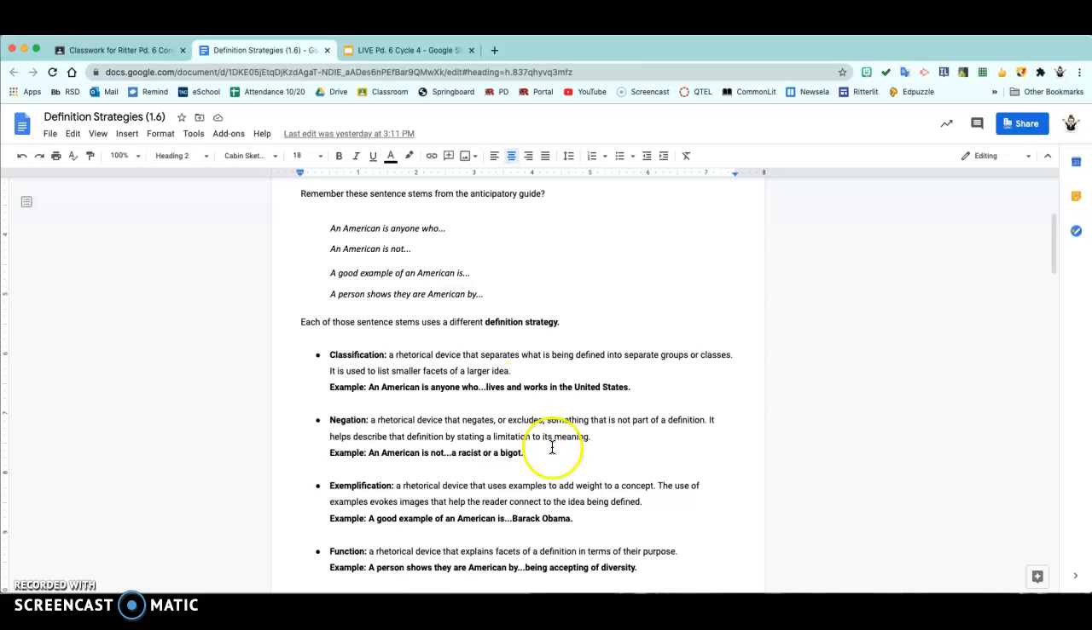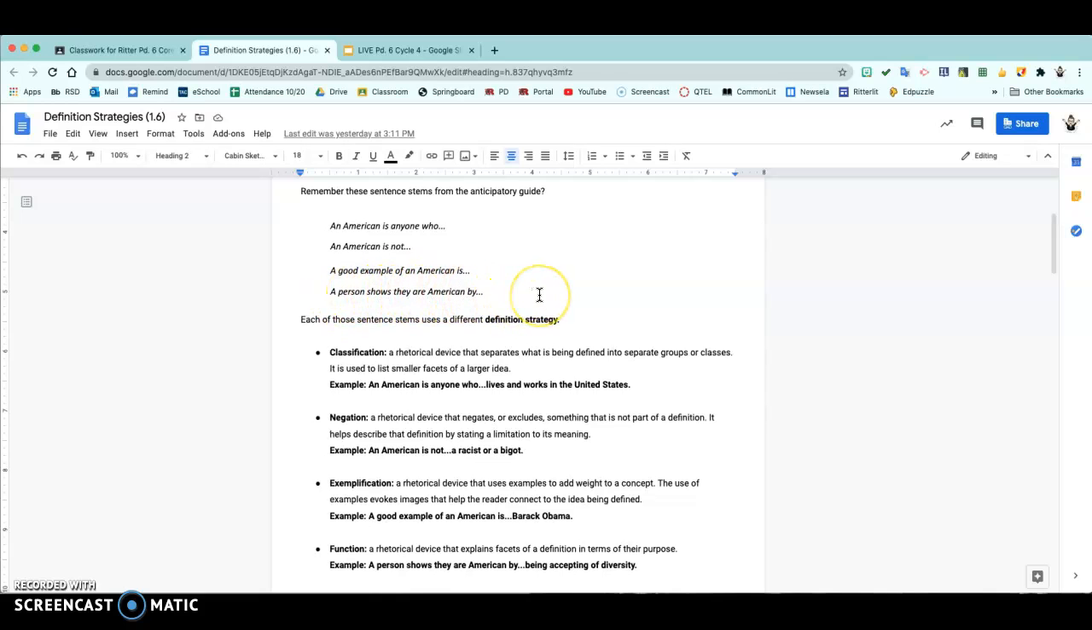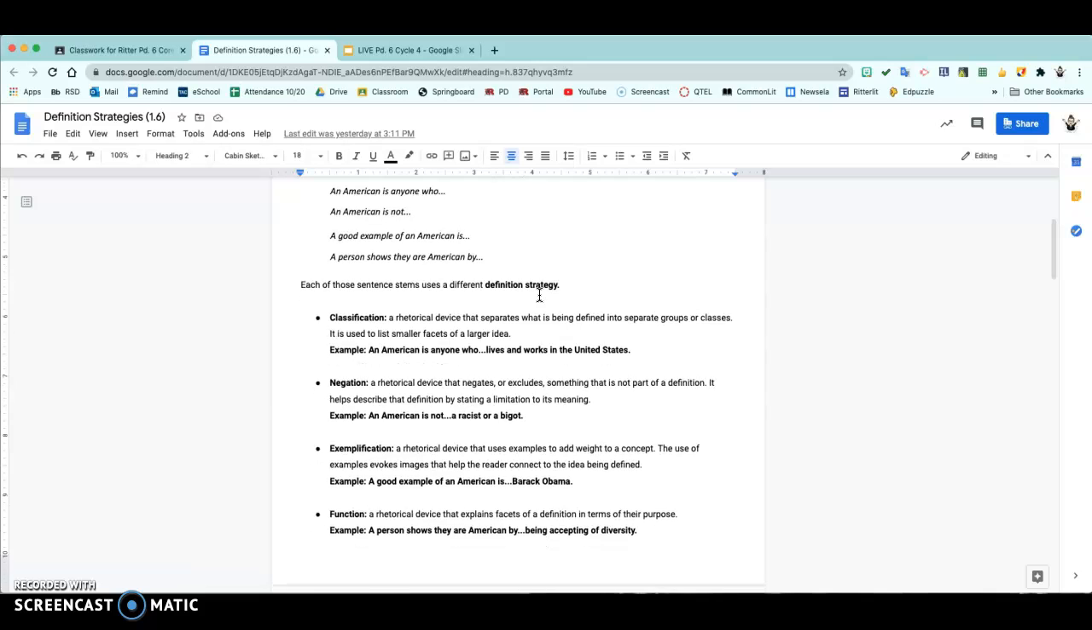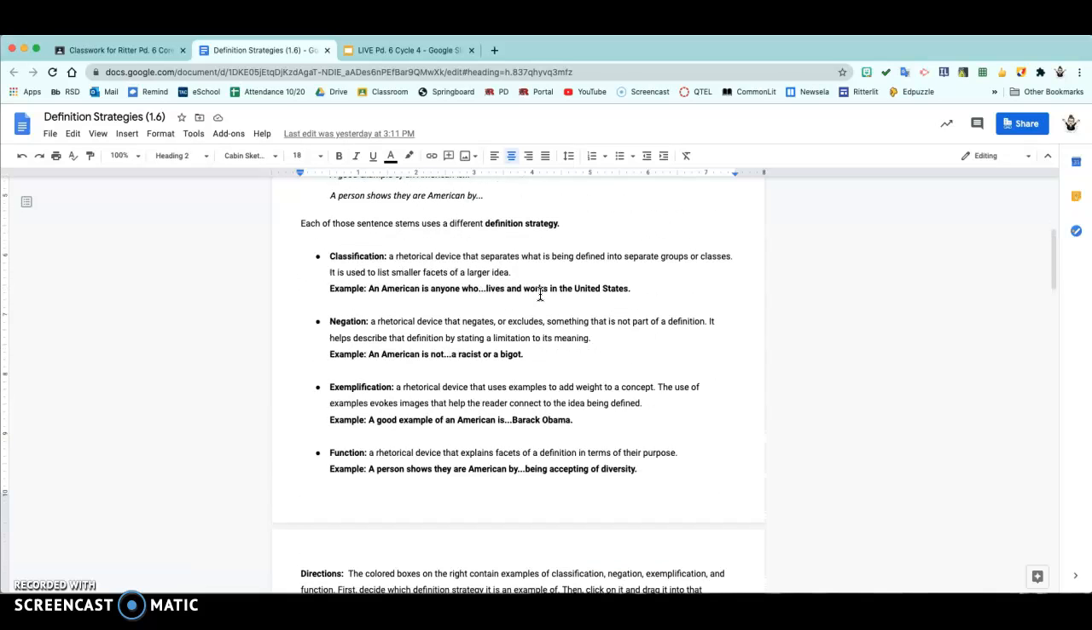So back in the anticipatory guide, the first thing we did for this unit, we had a little chart that had these sentence starters in it that you had to finish. An American is anyone who, an American is not, a good example of an American is, and a person shows they are American by. So each one of those uses a different definition strategy that is described here.